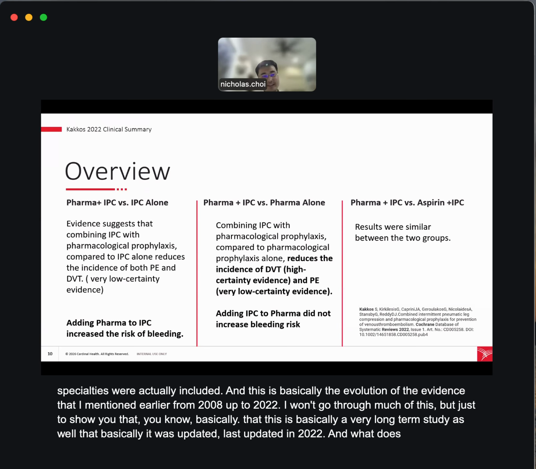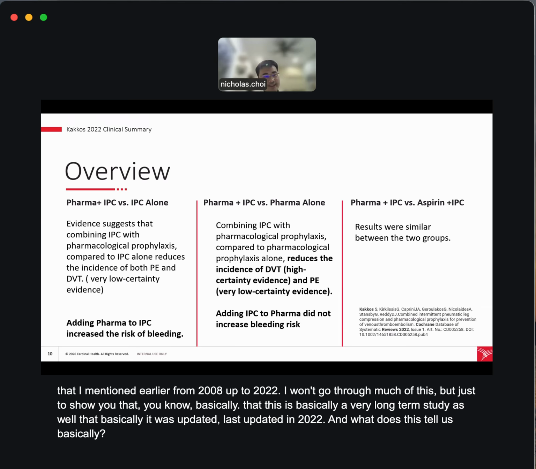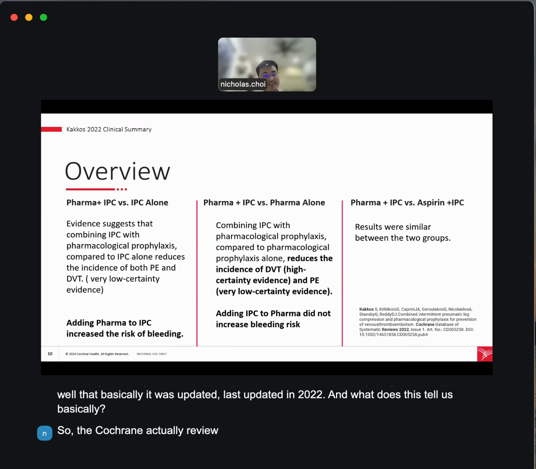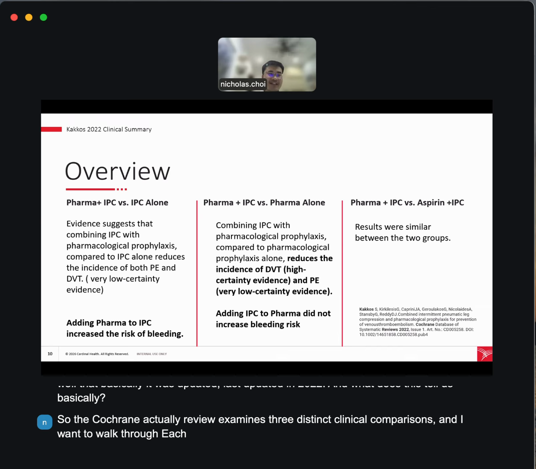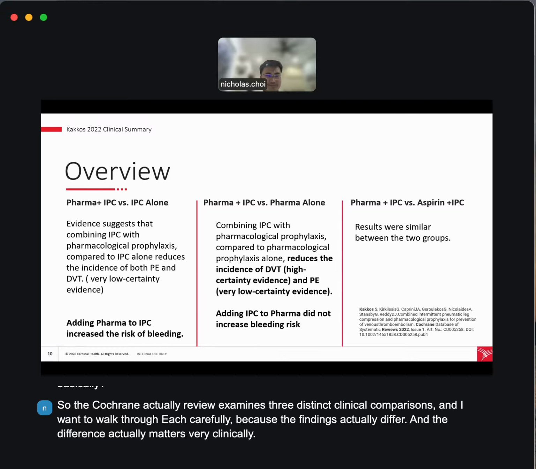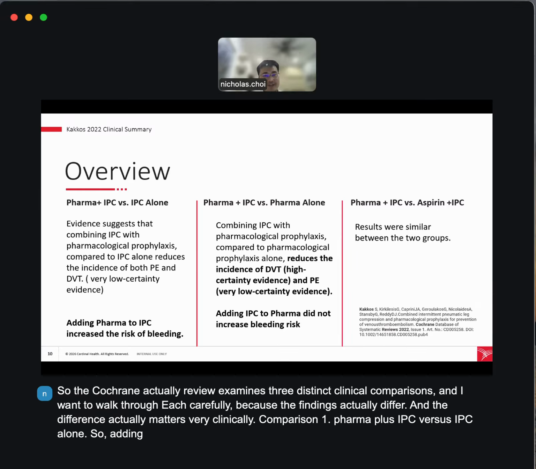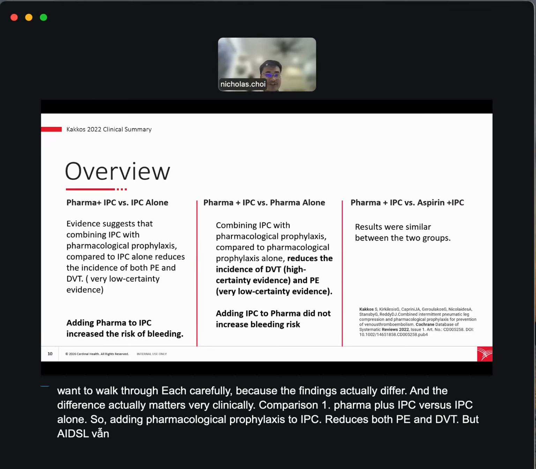And what does this tell us? The Cochrane review examines 3 distinct clinical comparisons, and I want to walk through each carefully because the findings differ and the difference matters clinically. Comparison 1, pharma plus IPC versus IPC alone. Adding pharmacological prophylaxis to IPC reduces both PE and DVT, but it does increase the bleeding risk. So it's relevant when you are considering escalating from mechanical only prophylaxis.